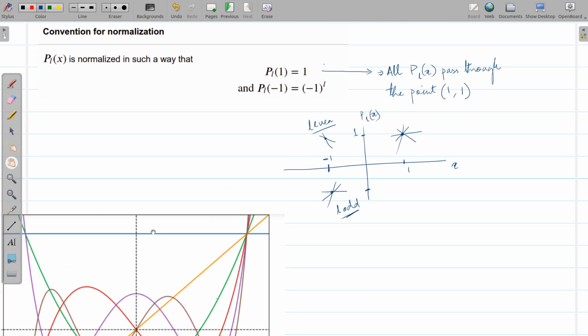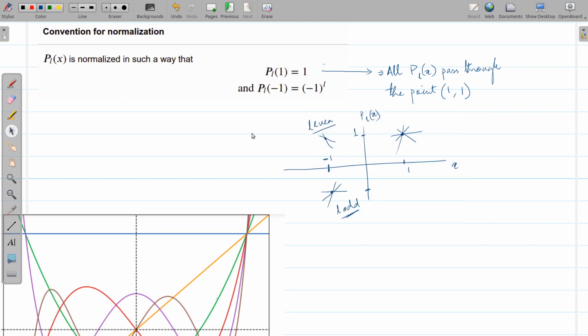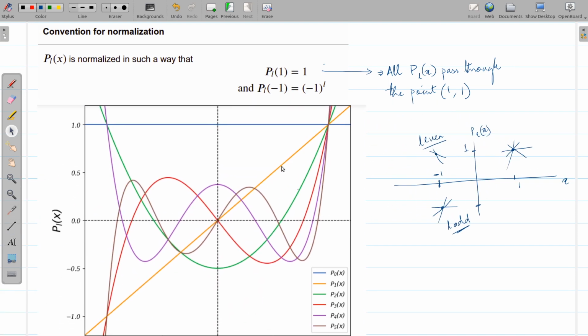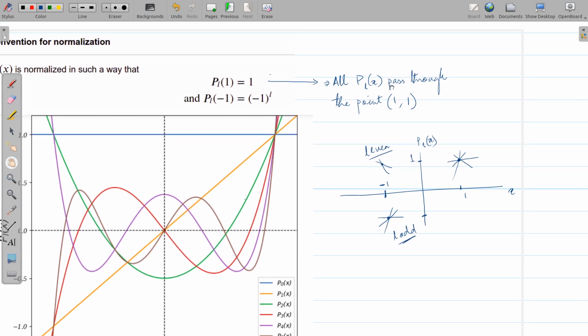Okay, so this is what we expected. Let's see if it is really following this. You can see, for one thing, the first normalization convention says that all the P_L of x should pass through the same point, and we see that exactly the same thing has happened. Can you see that? They are all passing through the same point, correct? This point is your x equals 1, and this is your y equals 1. So this point is your 1 comma 1. Is that clear, everyone?